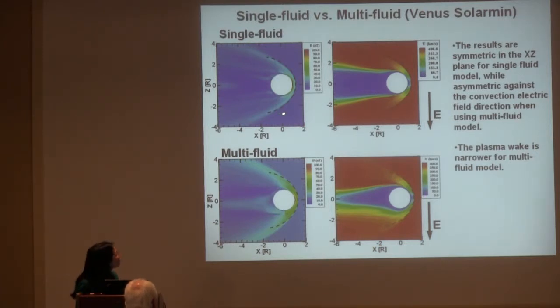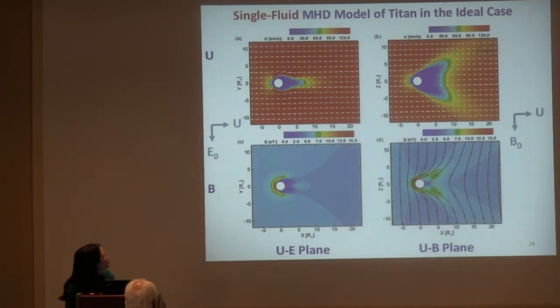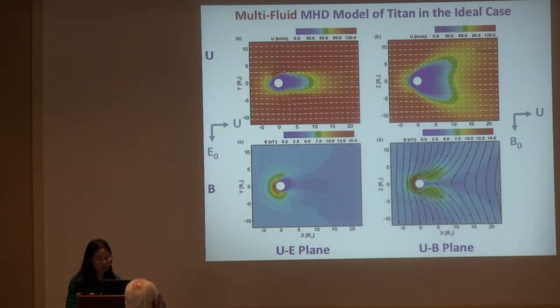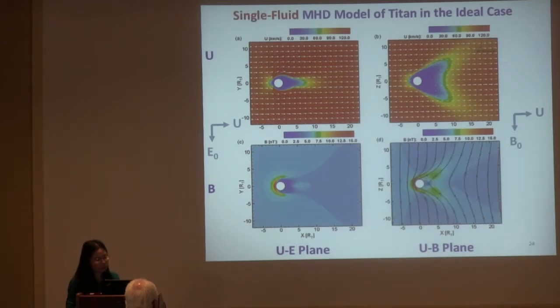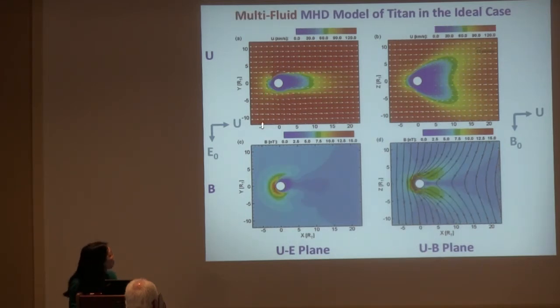We also did a similar comparison for Venus. So the interaction patterns are quite similar to each other. There's some subtle difference, but overall the multi-fluid effect is small at Venus. Move on to Titan. So this is what we have when we're using the single fluid MHD model, and this is for the multi-fluid model. You can see the interaction region increases a little bit, and also you can see this asymmetry of the pile-up region compared with the single fluid model.